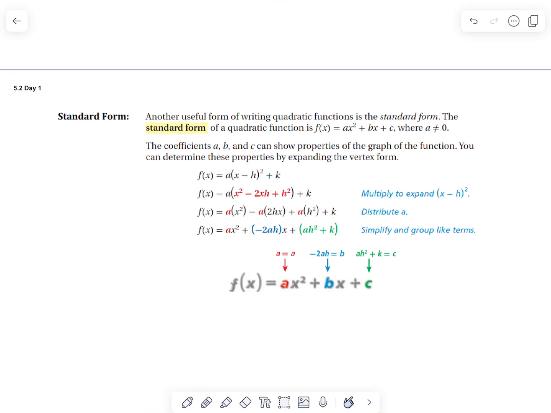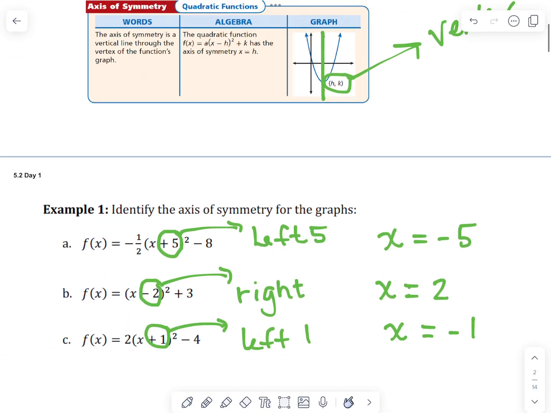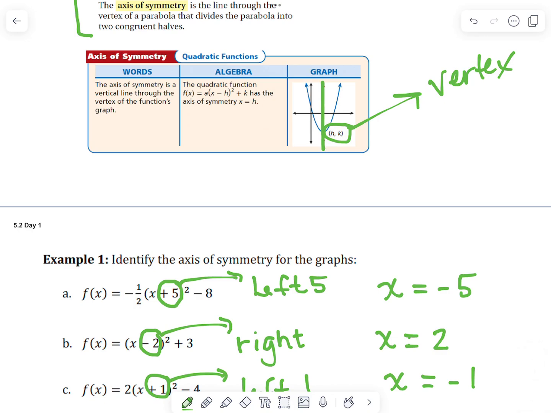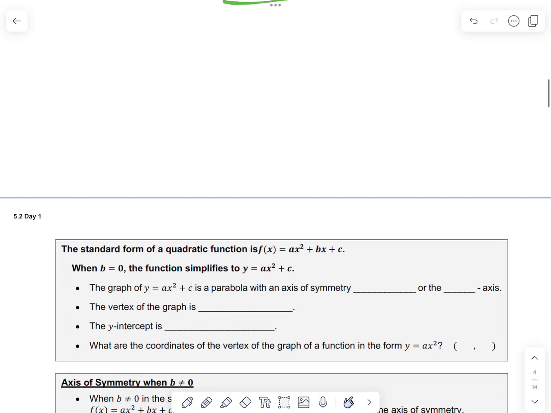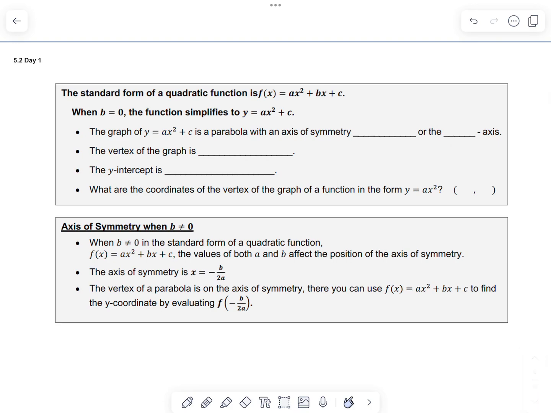Standard form. This slide shows you what standard form looks like and how it's manipulated from vertex form to standard form. I just want you to highlight this is standard form. And then this is vertex form. I'm going to have you fill in some blanks here.